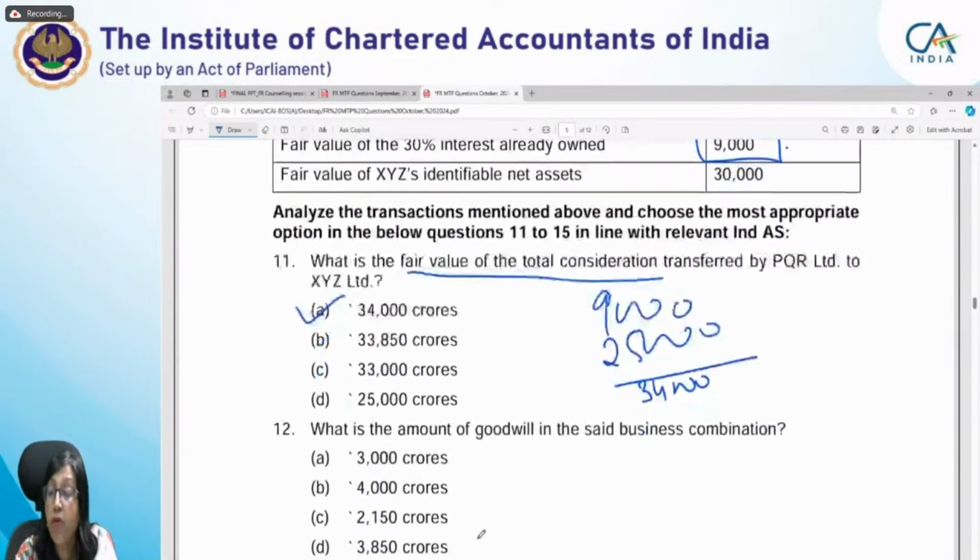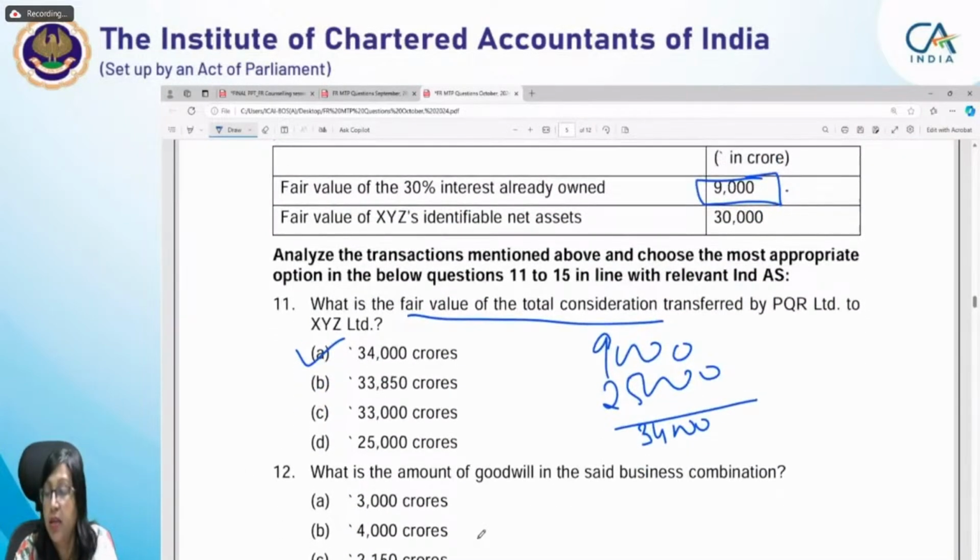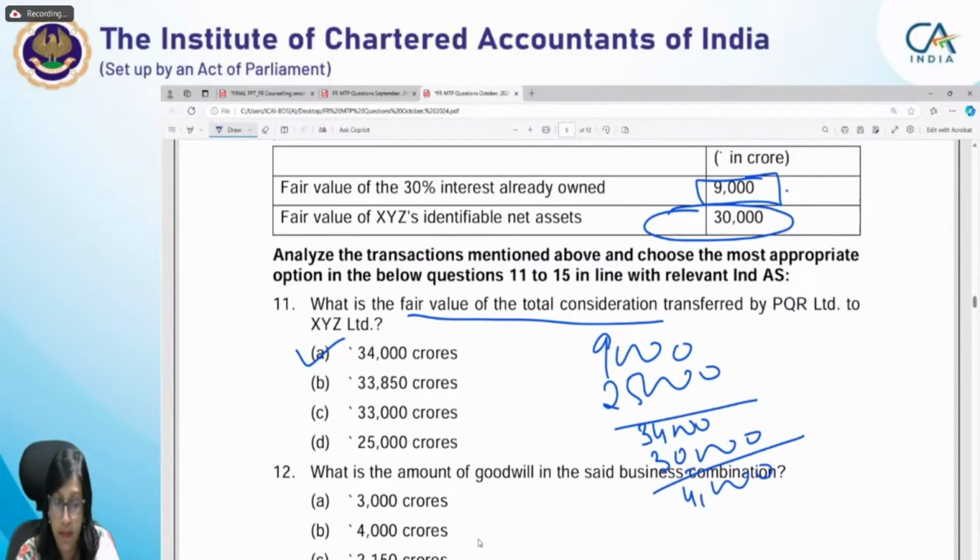What is the amount of goodwill in the said business combination? 34,000 is the purchase consideration. Value of identifiable asset is 30,000. We do not have any NCI because 100% control has been taken over. So no NCI value, and 4,000 will be goodwill. Okay. 4,000 will be goodwill.